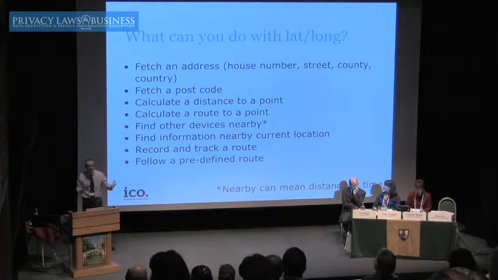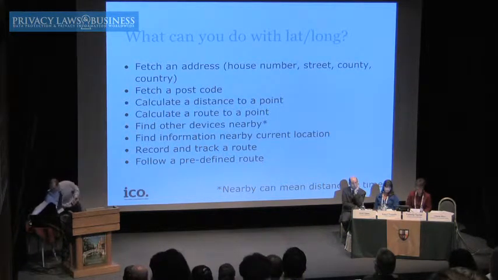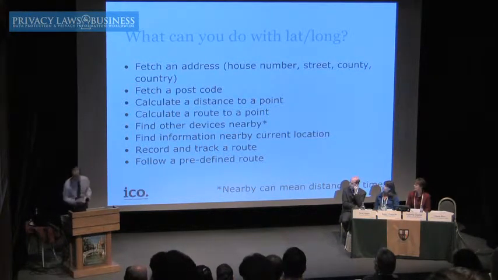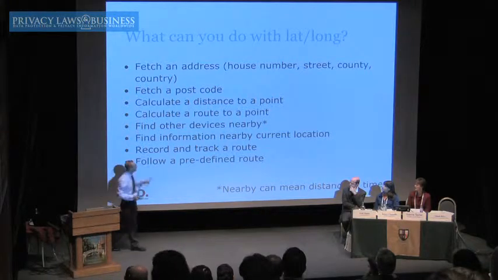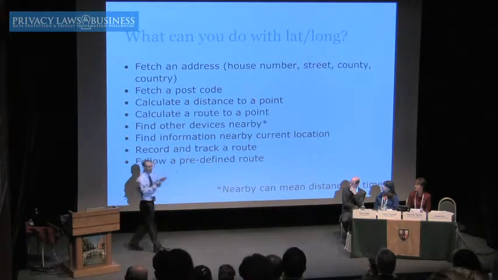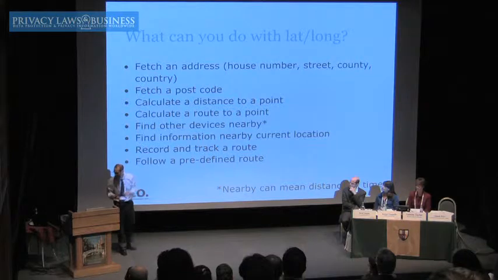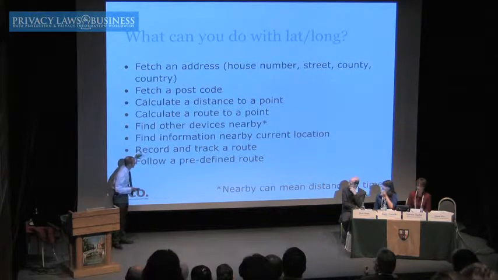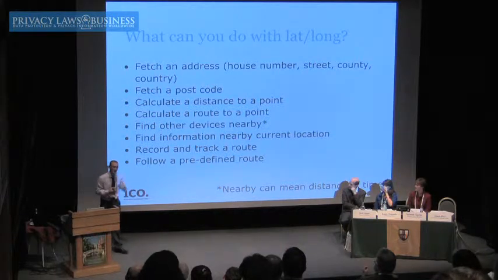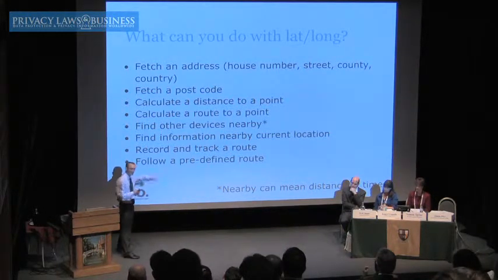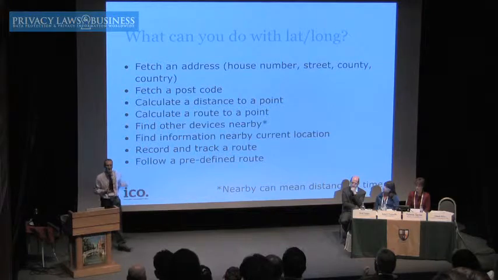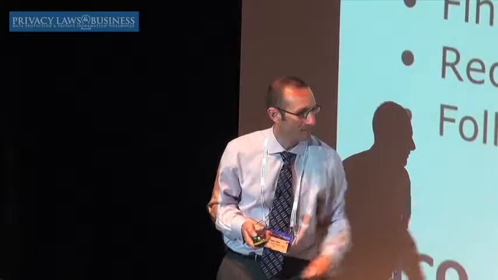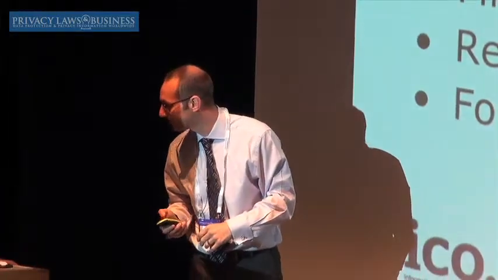So we talked about finding other devices nearby, perhaps with Bluetooth or something like that. Or find information about that current location. Where is the nearest coffee shop, train station, bus stop, whatever that might be. And then into the other sort of tracking, can we record a particular route, show where I've been? Perhaps I want to go hiking in the mountains and show my particular route up Snowdon or something like that. Did I beat my time from last week? Or follow that predefined route.